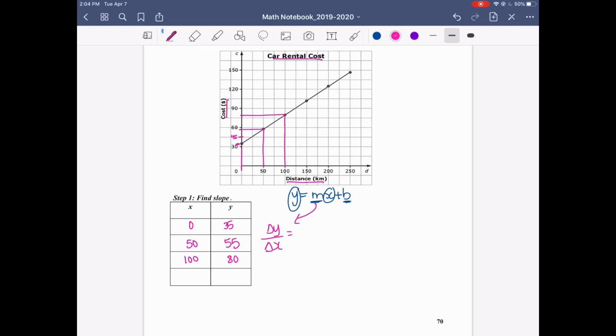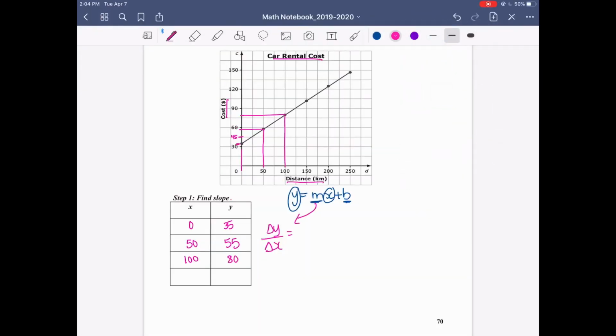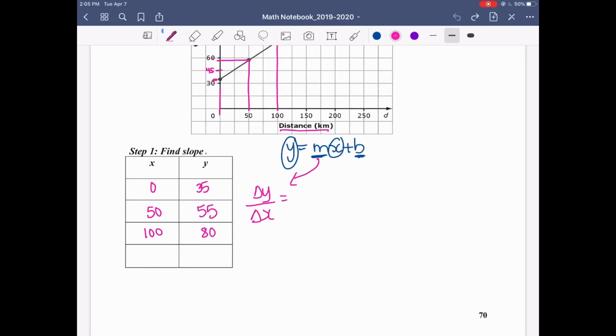So you pick 2 points, and it honestly doesn't matter which 2 points you choose. You can choose the first 2, you can choose the first and the third, you can choose the second 2. It doesn't matter. I'm going to just choose the first 2 points, just because it's easy to work with 0. The subtraction just becomes a lot easier. So I'm going to say y2 minus y1 over x2 minus x1.